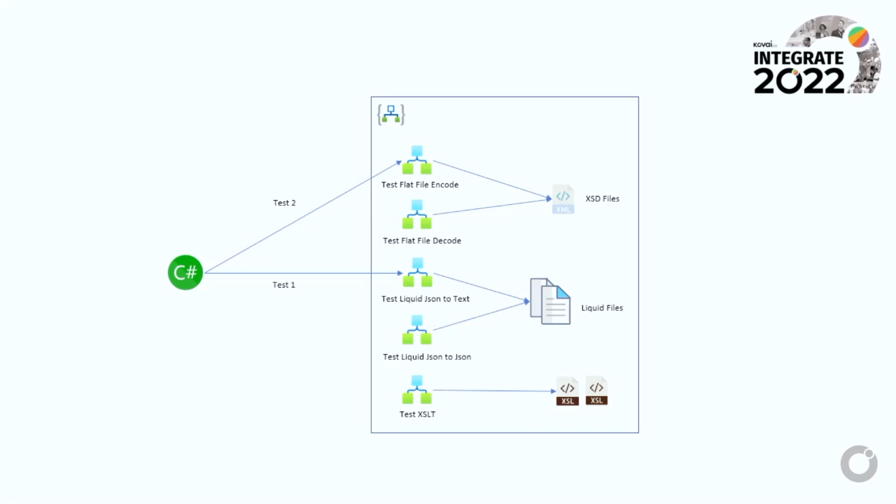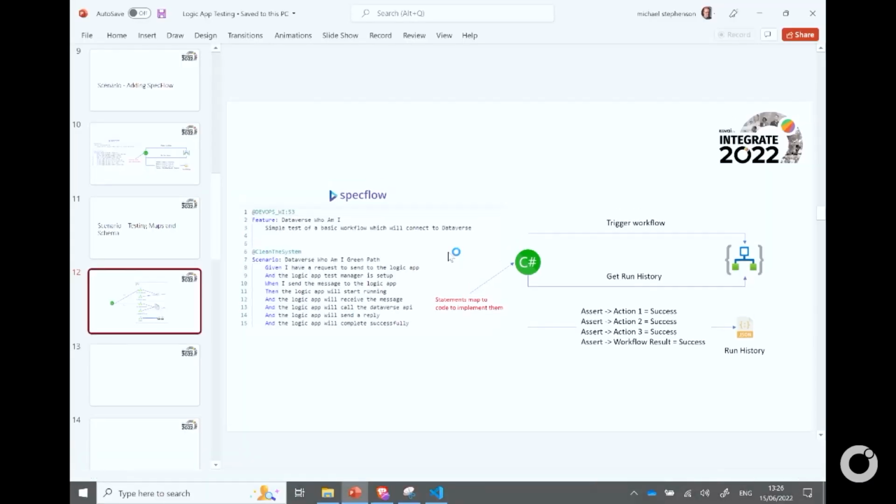So what we usually do is we just put a couple of helper logic apps in, and all they do is you send it a message, and it'll run. We do this for flat file encode, decode, the XSL transform and the liquid transforms. It just runs that one action and returns the response to you. That's a really easy way to test this. So I just want to show an example of one of those tests in here.